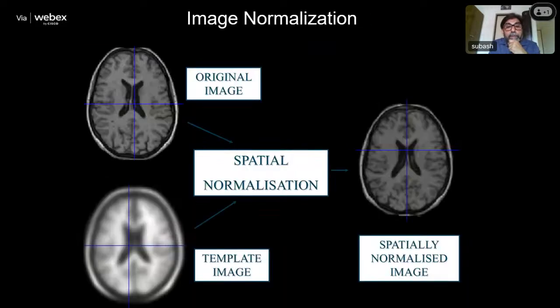So this is what you do. This I have shown before also. This is the original image. This is a template. Then you do spatial normalization, and then you have a spatially normalized image as shown here. So this is a process which is called spatial normalization. It's basically to account for the different sizes and shapes of the heads of different people. This is the pre-processing step to do voxel-based morphometry.